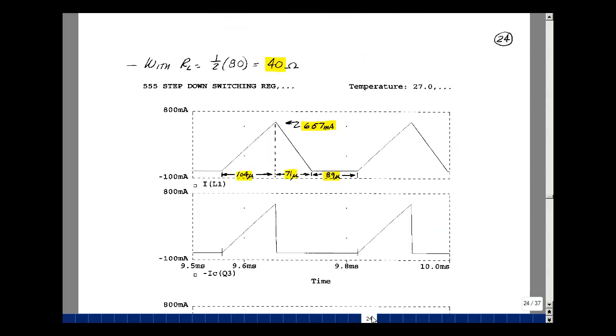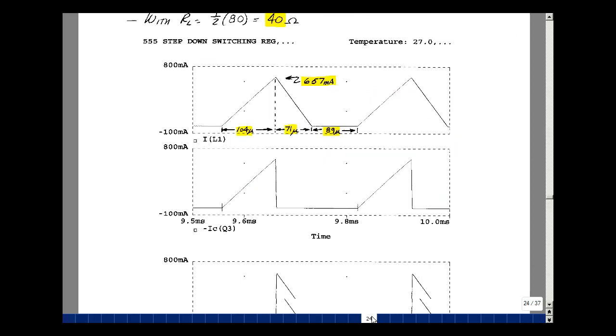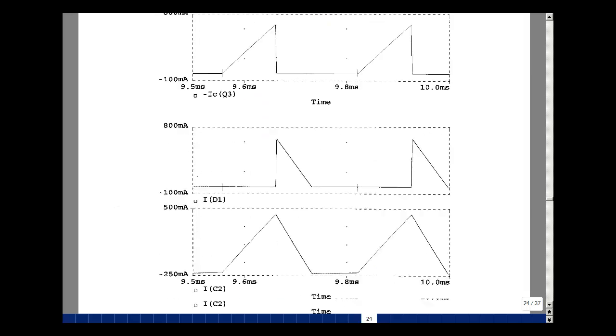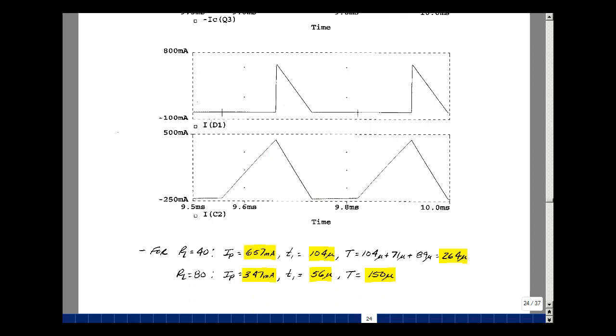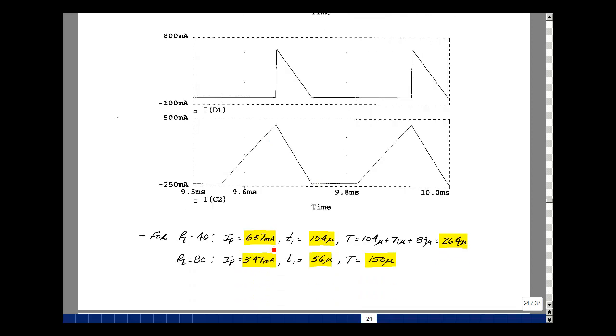That's exactly what happened. You can see likewise for the switch current coming up and going back down, the diode current, and then the capacitor current. So now my peak current is 357 milliamps. My time t1 is 104 microseconds, and the period is 264. Not exactly double, but it's close to that. And again, our formulas are just an approximation.